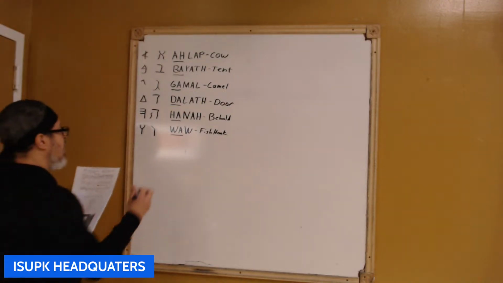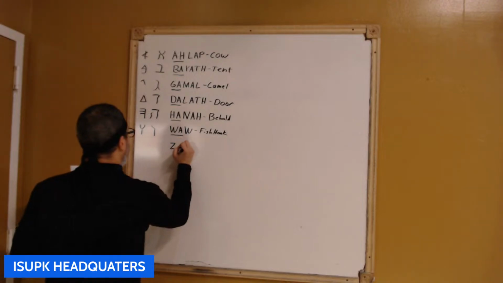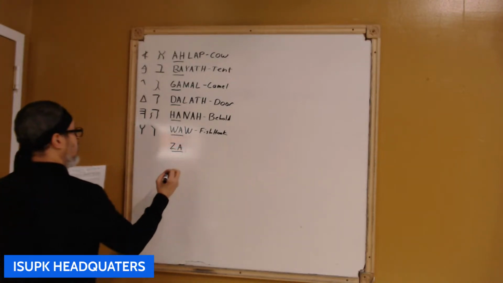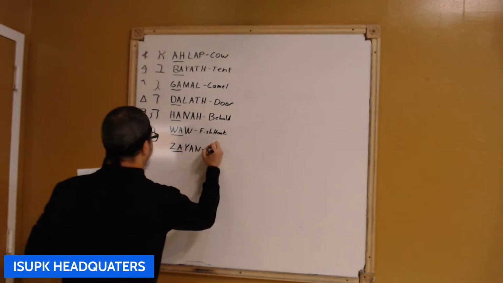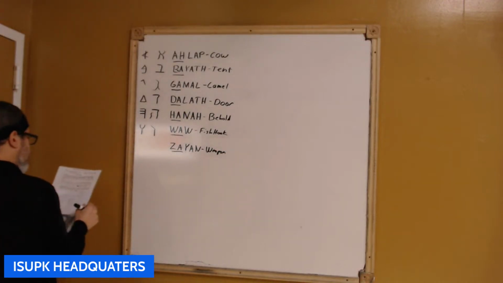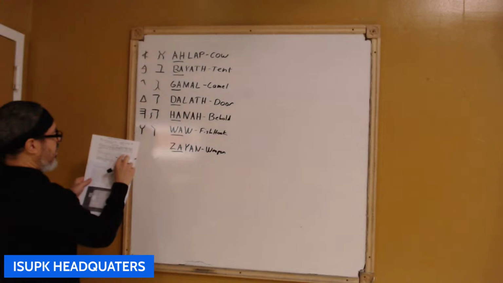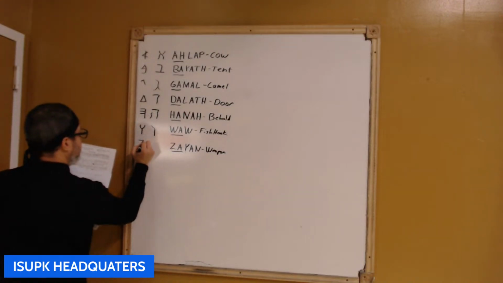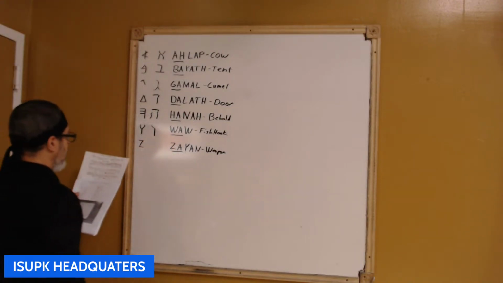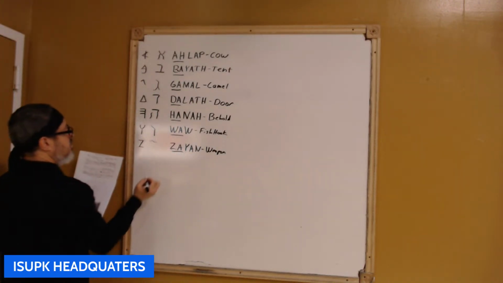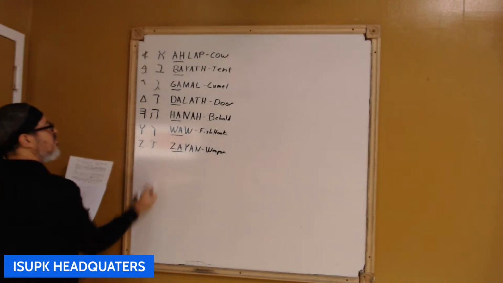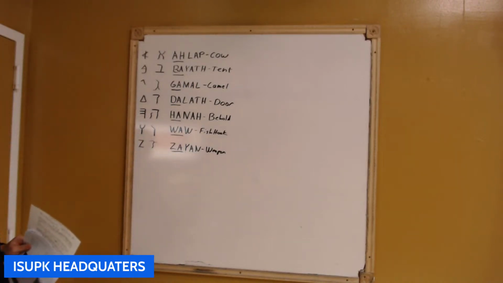Next, we have the Za, which is short for Zion, which is weapon. And this, as you see, is just the letter Z in the ancient. And then in the modern, it's like a squiggly up top and a squiggly below. That's for weapon, or Zion.